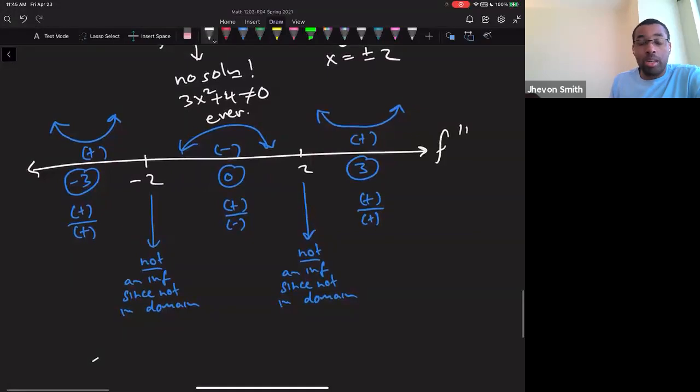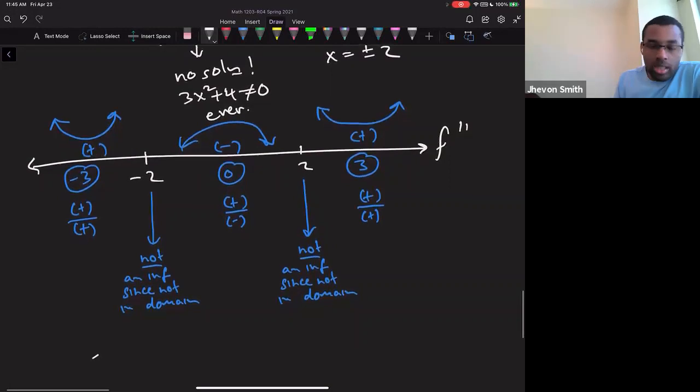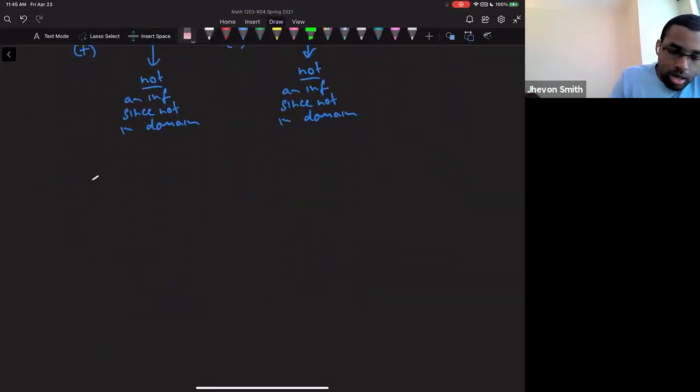So at -2, we switch from concave up to concave down. At 2, we switch from concave down to concave up. However, they're not in the domain, so they are nothing. We will move on to stating the summary here.